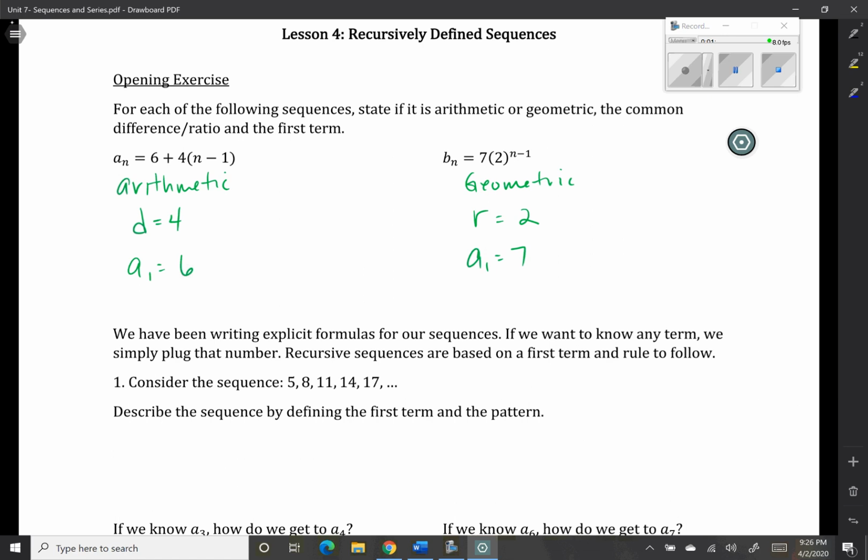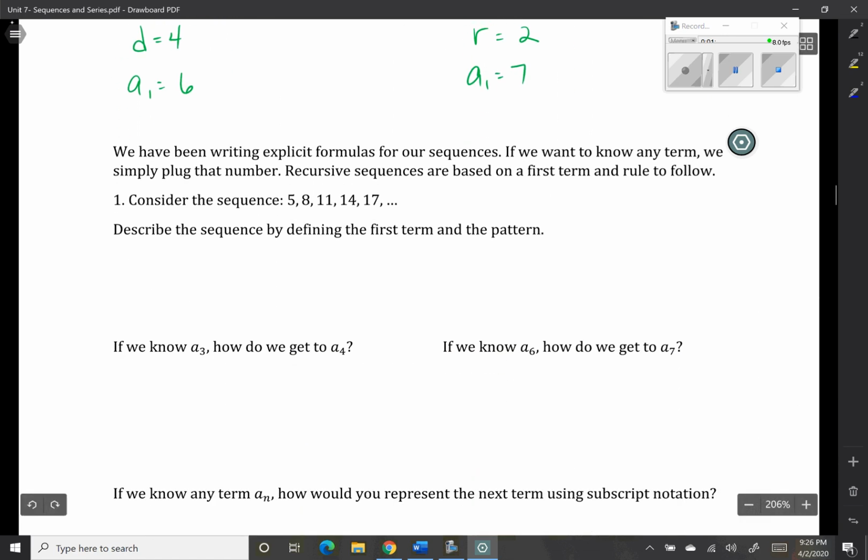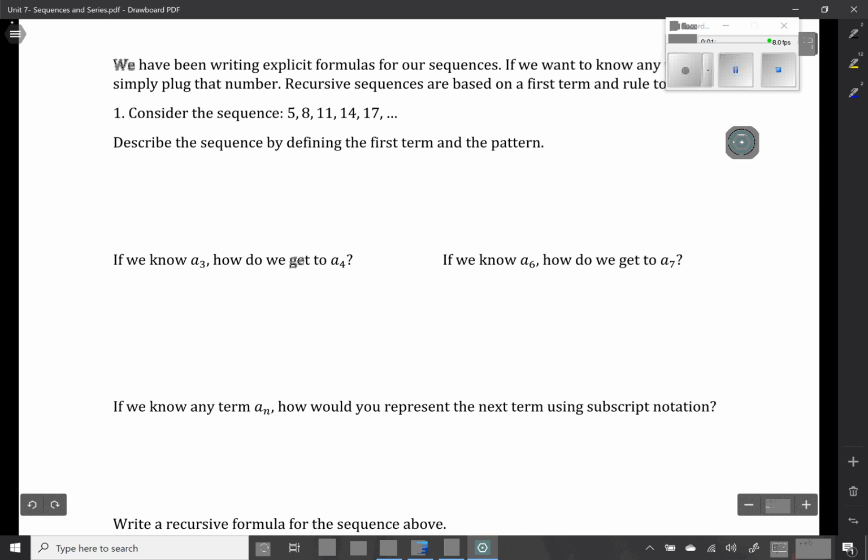So let's take a look at another sequence. Everything we've done, like we said here, has been an explicit formula. Explicit formula, what that means is when you plug in a value for the variable, you're going to get the actual term that you want. So if I want to find the 15th term of the sequence, I'm going to plug in 15, and I'm going to get the 15th term of the sequence.